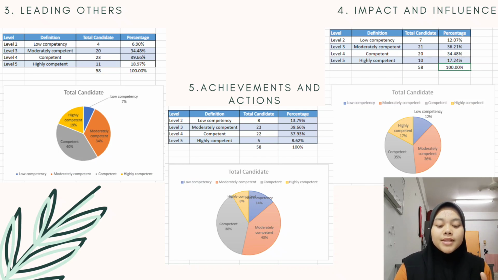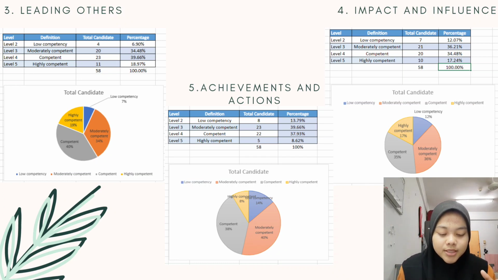And for the last competency, which is achievement and action, for level 2 there are 8 candidates, and for level 3, 23 candidates. For level 4, 22 candidates, and lastly for level 5 are 5 candidates, most of them, which is equivalent to 8%.